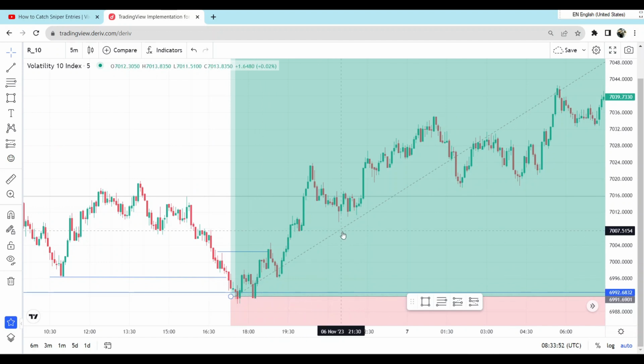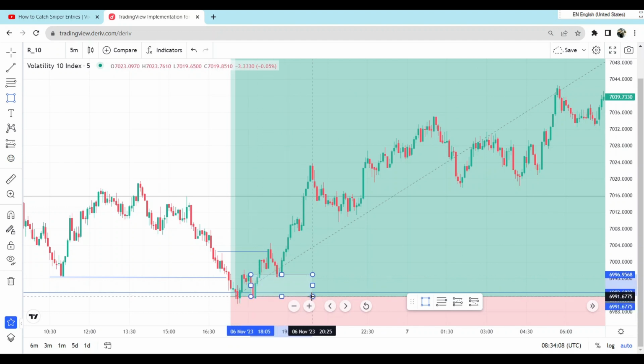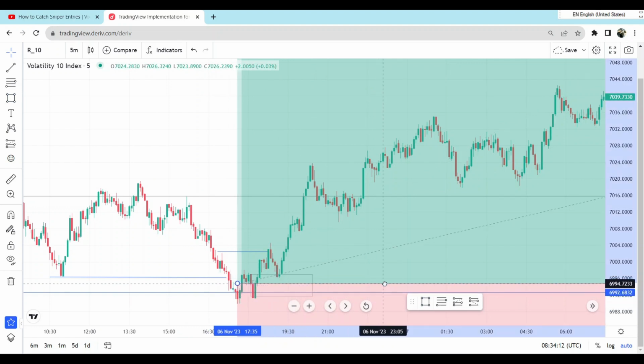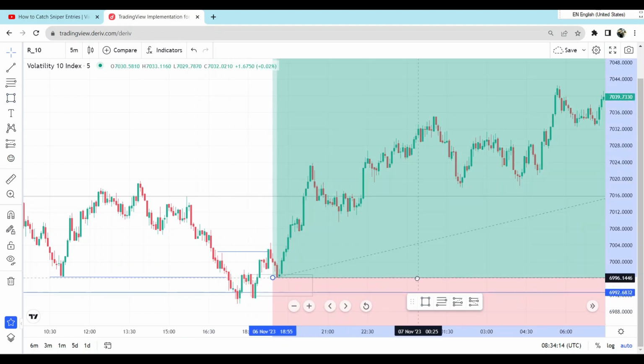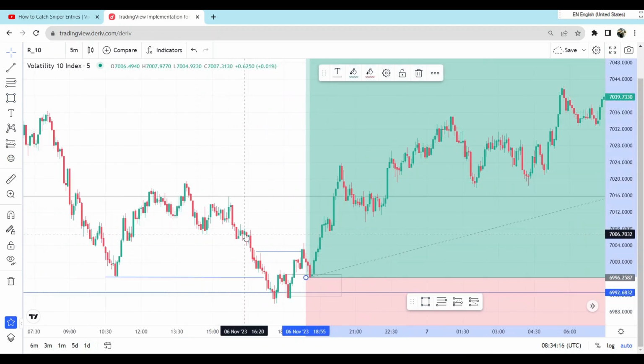So what I do is, after I see this within my demand zone, I look for what I call an order block within these zones. Basically, an order block is the last down candle before the upward movement, which is this one. And my entry would be here. This is where my entry is.